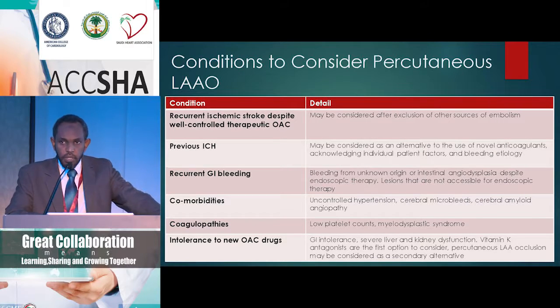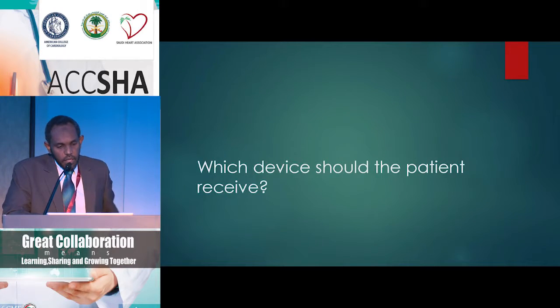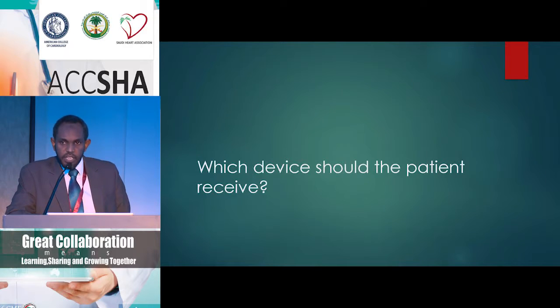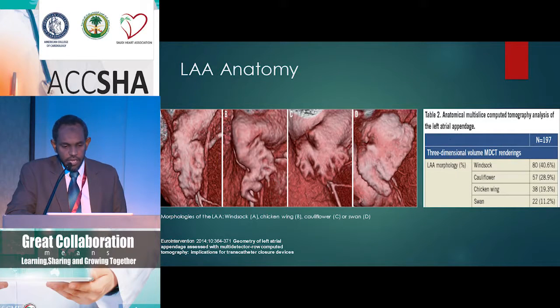Of course, they cannot be used in patients with end-stage renal disease, and as we mentioned earlier, the end-stage renal disease patients do form a specific group that is a bit more challenging to treat, and these devices may be best in these cases. So now, after identifying the patients that we need to treat, which device should this patient receive? Let's start off by looking at the left atrial anatomy.